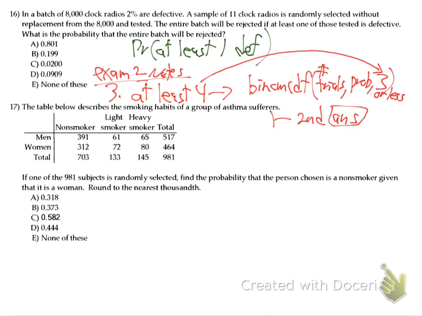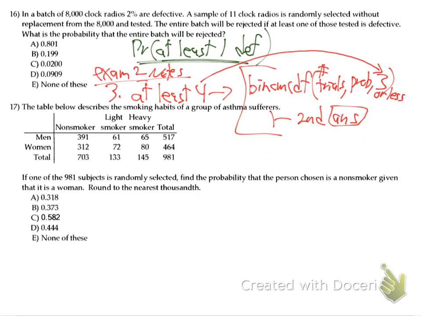So that's what's on your exam 2 notes, is that if you're going to do at least 4, you've got to do binom CDF, trials, probability, 3 or less, 1 less, and then afterwards you're still not done. 1 minus second answer, because you've got to do the opposite. So that's fairly complex. How would I apply that to our particular question?